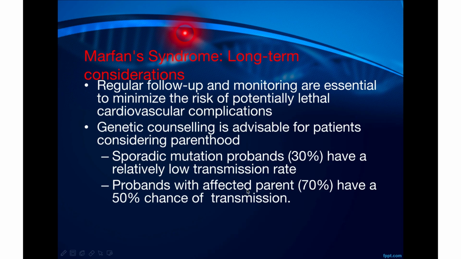So you have to explain to them that if their Marfan was familial, meaning that if one of the parents has it, there's going to be a 50% chance of transmitting this to their children, because most cases of Marfan are familial, so 70% of cases. And if it's sporadic, there is a lower likelihood, a 30% chance of transmission to the offspring.